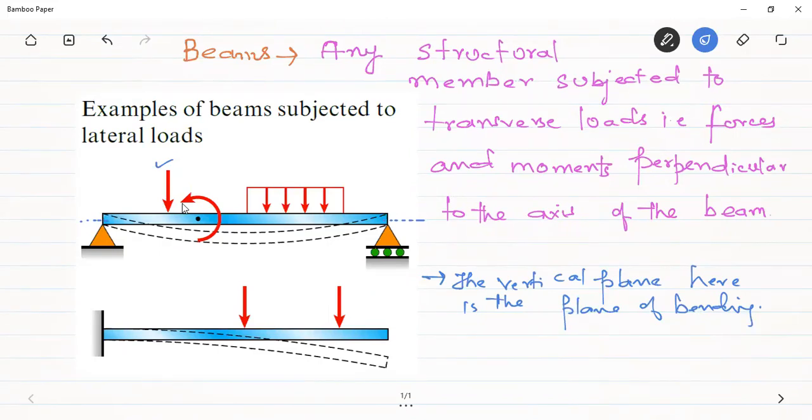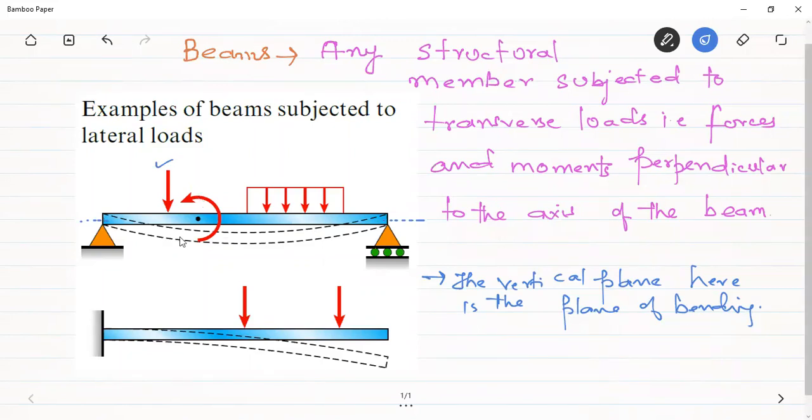You can see that the other forces are in the plane of the paper. This point load is in the plane of the paper, but perpendicular to the axis. This distributed load is in the plane of the paper, but perpendicular to the axis of the beam. And this moment is perpendicular to the axis, but perpendicular to the plane of the paper as well. So all these loads are transverse loads.